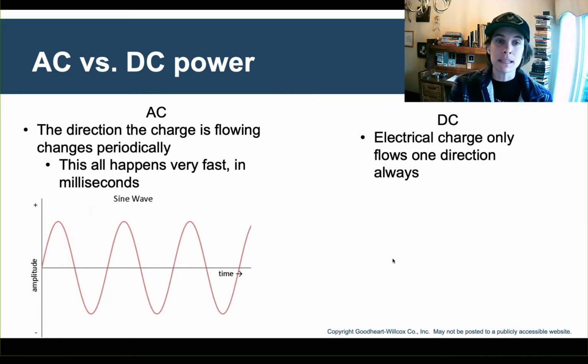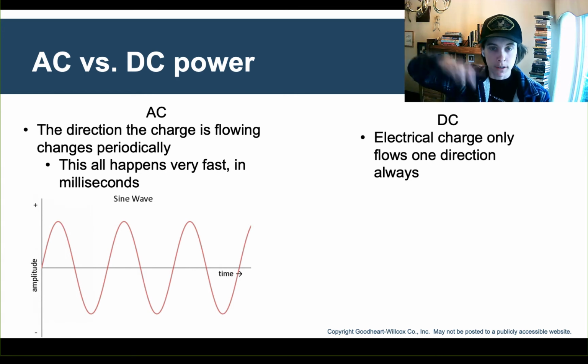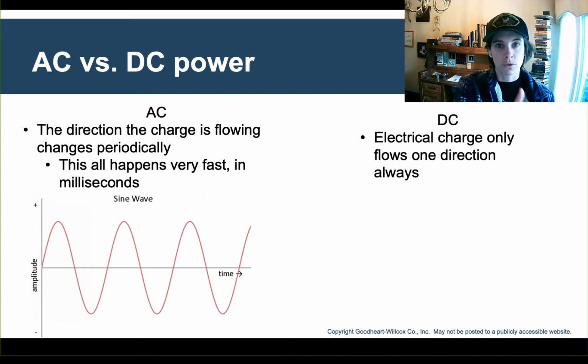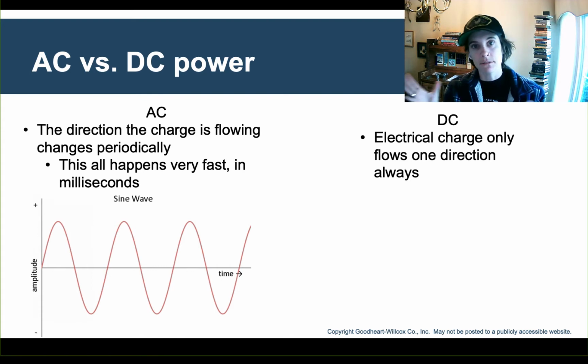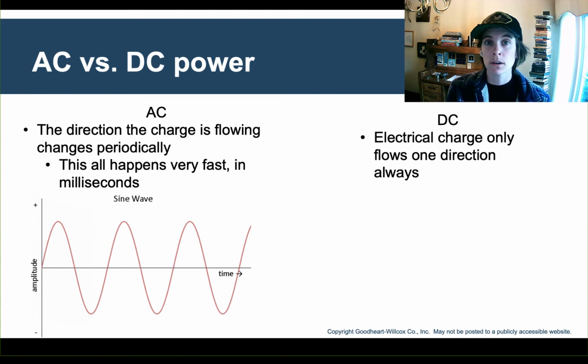And then DC is direct current. So the electrical charge only flows one direction always. AC, alternating current, goes back and forth: positive, negative, positive, negative. DC only flows one direction always. So that's AC versus DC. A lot of TIG welders, you'll be using AC current. On some stick welders, it's AC. For most MIG welders, it's DC, direct current.